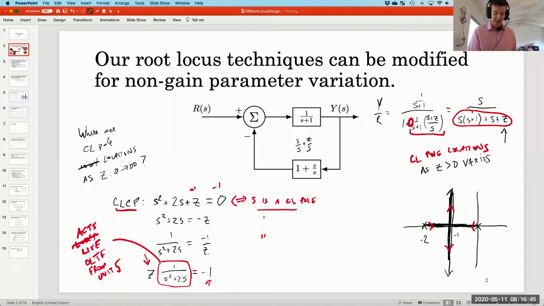as z varies positively. I want to point out that these are not the true open loop poles, right? Because the true open loop poles are at -1 and at 0. And here we have a quote unquote open loop pole at 0 and -2. So it's important to see that I am treating this red box as the open loop transfer function, but it's not actually the open loop transfer function. The actual open loop transfer function doesn't help us here because it doesn't have the parameter to be varied out in front.